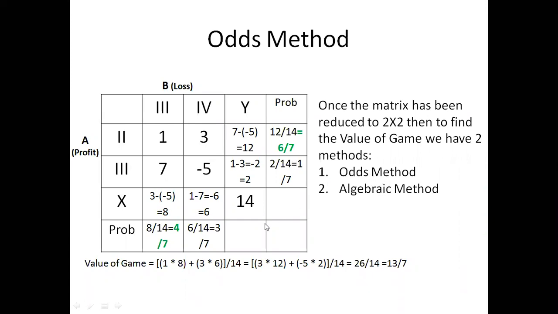Now what is shown is the oddments method. So what you see is a column x and row x and column y, these are called oddments.